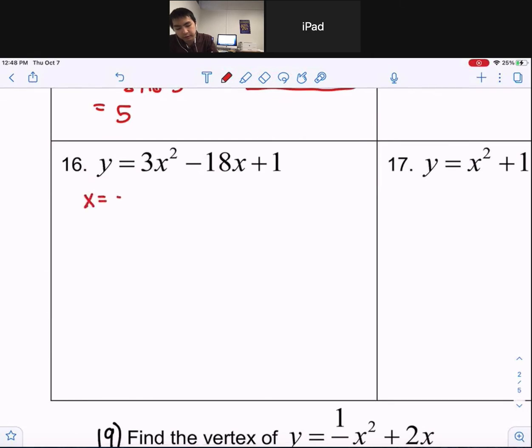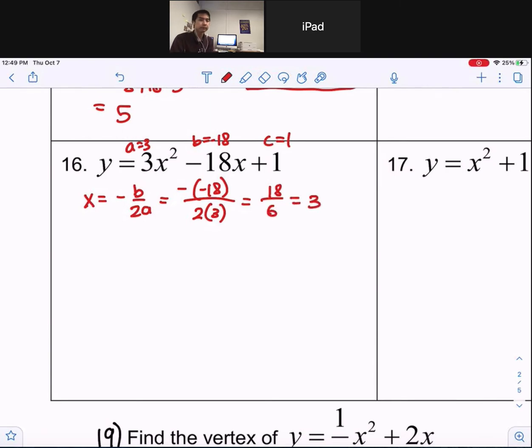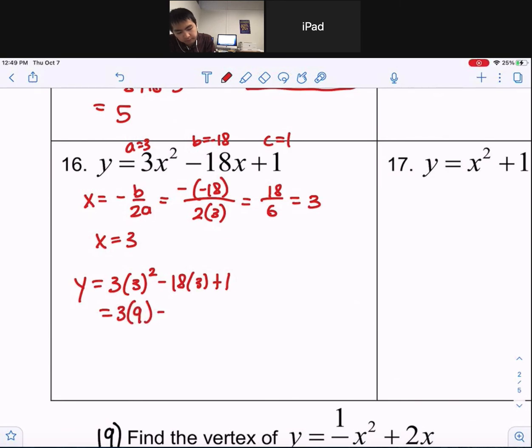Number 16. So find your x-coordinate. x equals negative b over 2a. Your a value is 3, your b value is negative 18, your c value is 1. Negative our b value, negative 18, and our a value is 3. Negative times negative 18 is a positive 18, all over 2 times 3, which is 6. 18 divided by 6 is 3. Now plug in 3 everywhere you see an x: 3 squared minus 18 times 3 plus 1. 3 squared, 3 times 3, is 9. 18 times 3 is negative 54, plus 1. 9 minus 54 plus 1 simplifies to negative 44. Vertex, 3 comma negative 44.